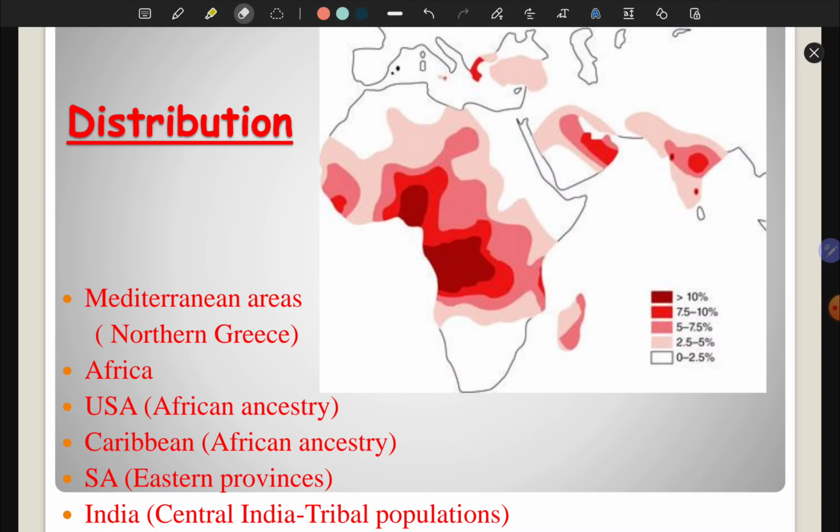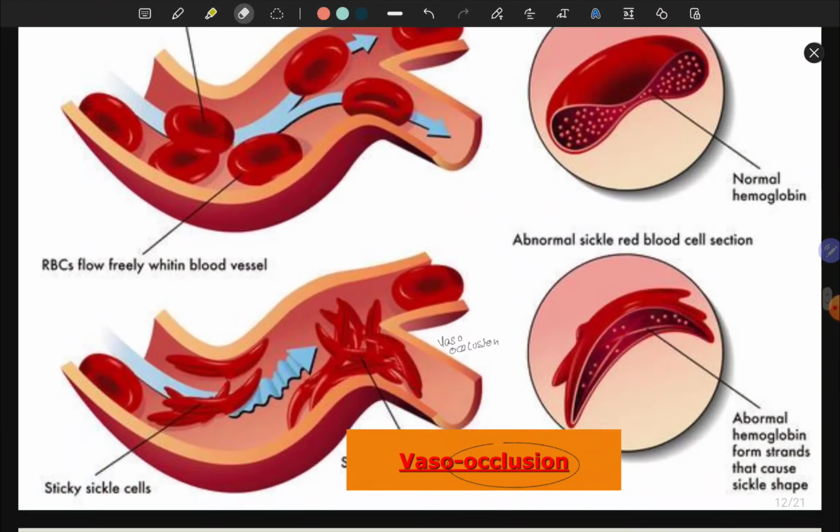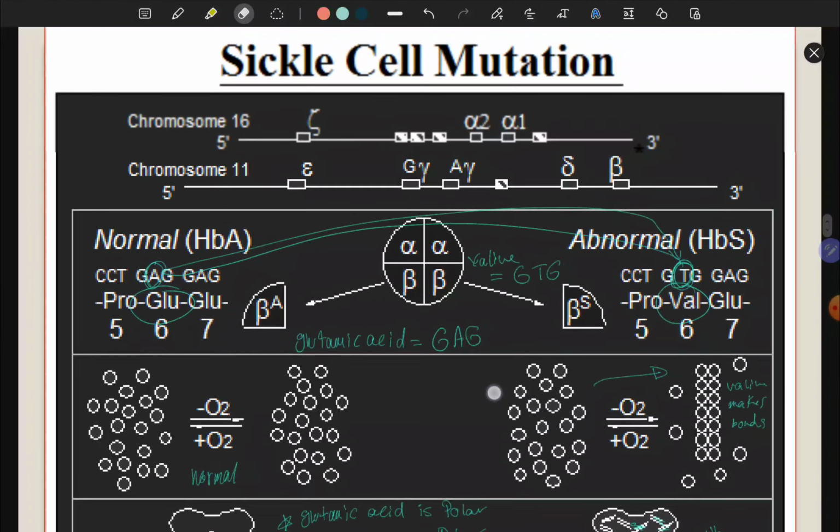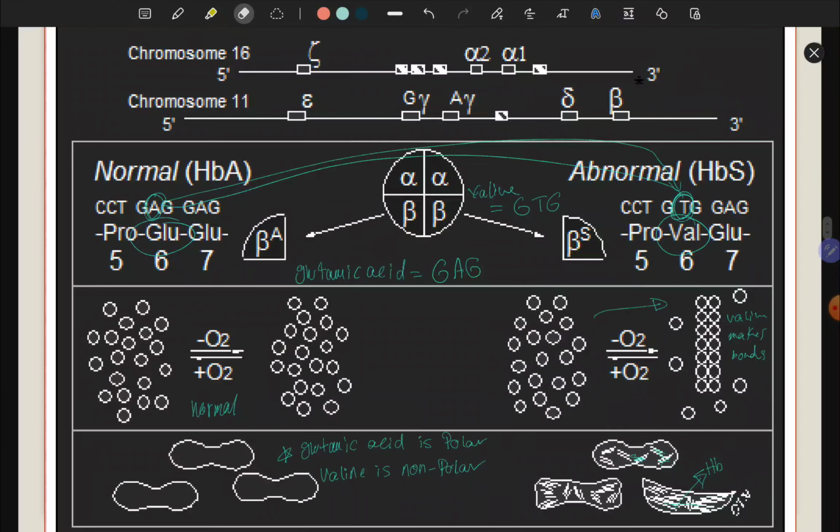So what is sickle cell anemia? It means homozygosity for the sickle cell mutation. What is sickle cell disease? Is there a difference between sickle cell disease and sickle cell anemia? Sickle cell anemia is homozygosity for the sickle cell mutation. Heterozygous is the carrier state. So what is sickle cell disease?